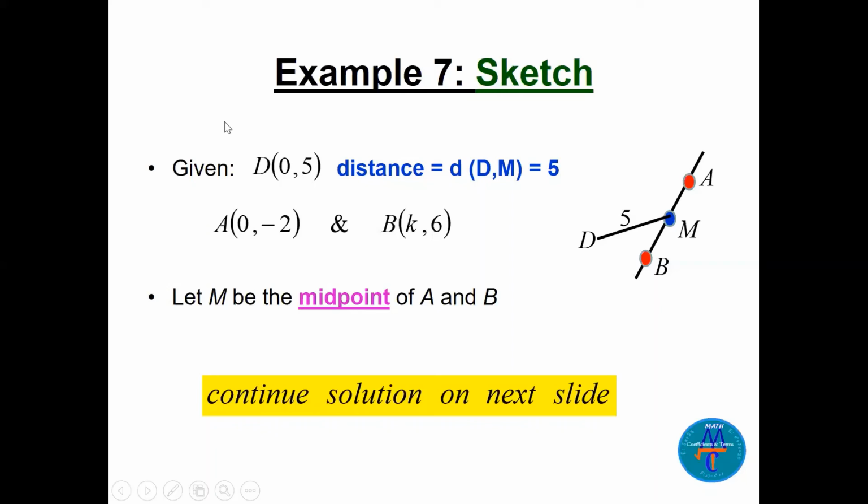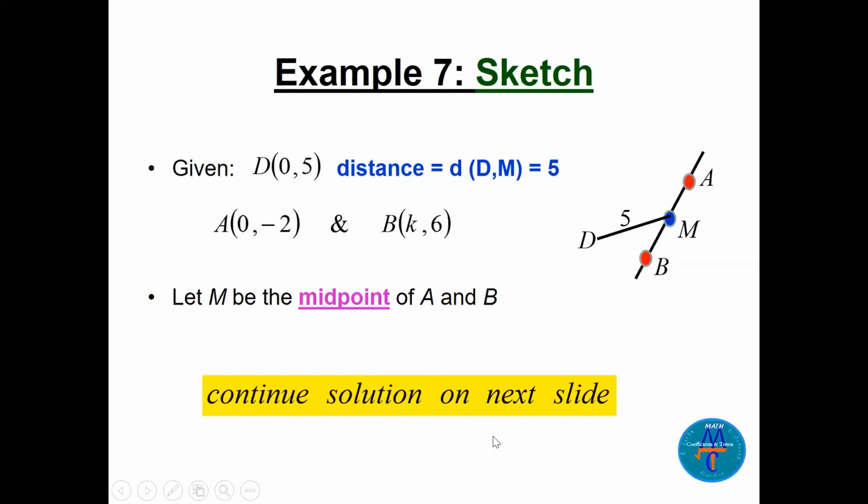So D is (0, 5), leave it. The distance between D and M is equal to 5. A is (0, -2), B is (K, 6). Let M be the midpoint of A and B. So I can go and find M. To find M, just use A and B. Leave D now, we will use it later. So find the midpoint M, capital M. This one: add 0 and K over 2, -2 and 6 over 2.